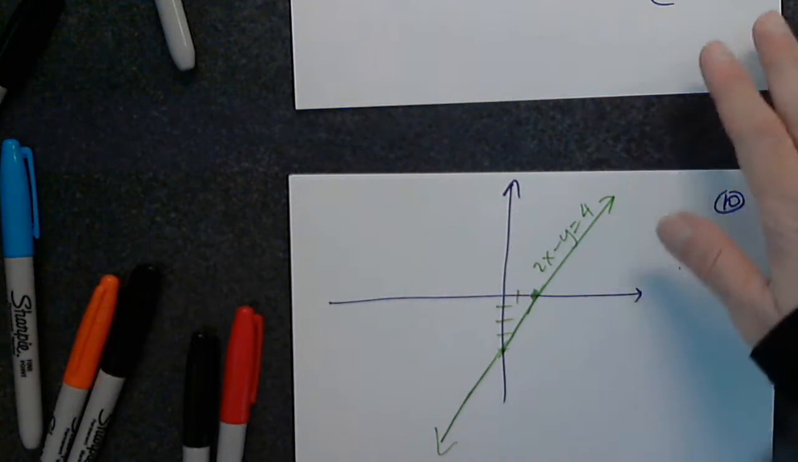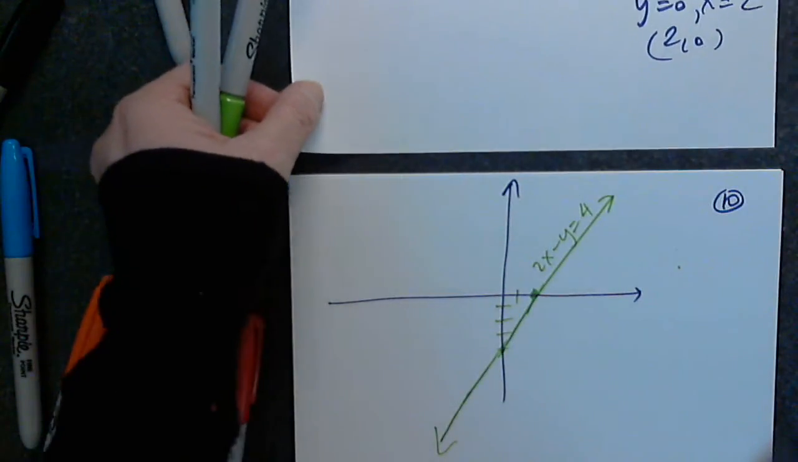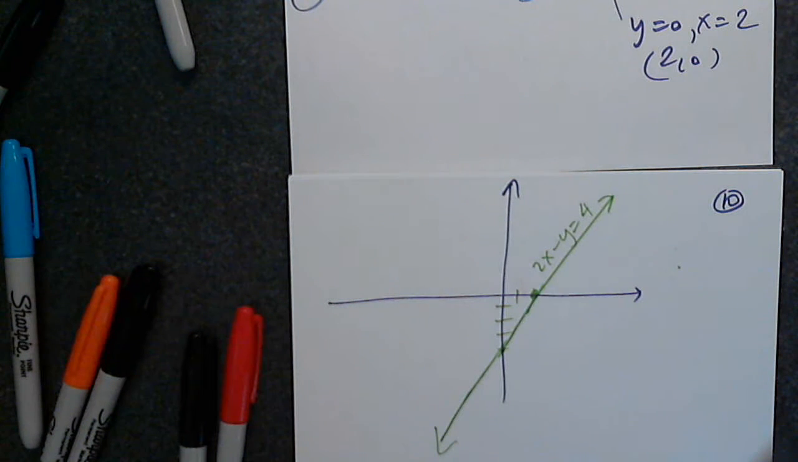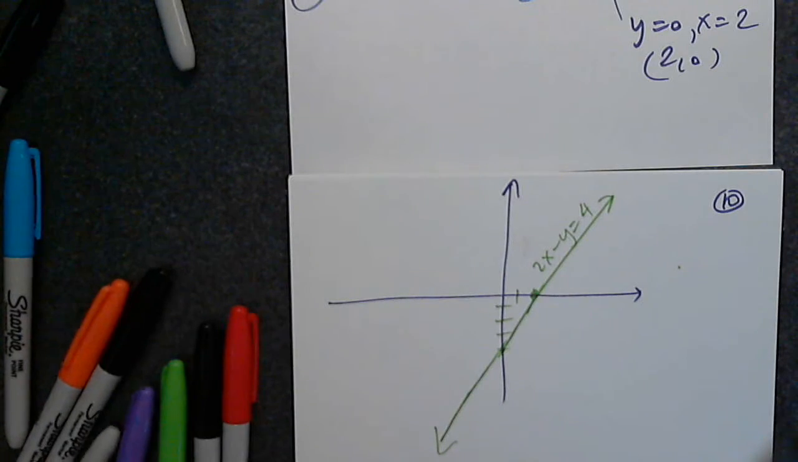So that was still step 2. To graph, I found the x and y intercepts, and I graphed the equation. I write somewhere close to the line, below, above the line, left, right, it doesn't matter, somewhere I wrote the equation. At this point, I reached step 3.